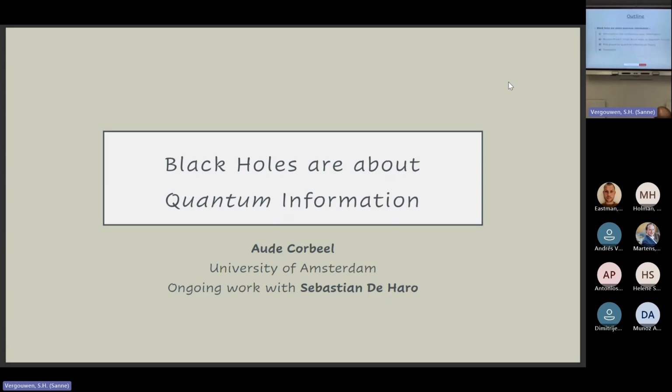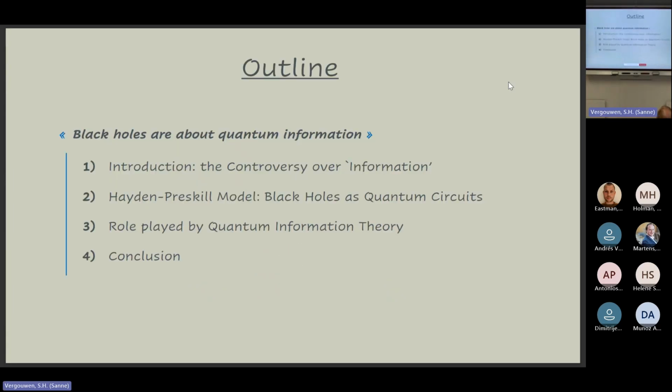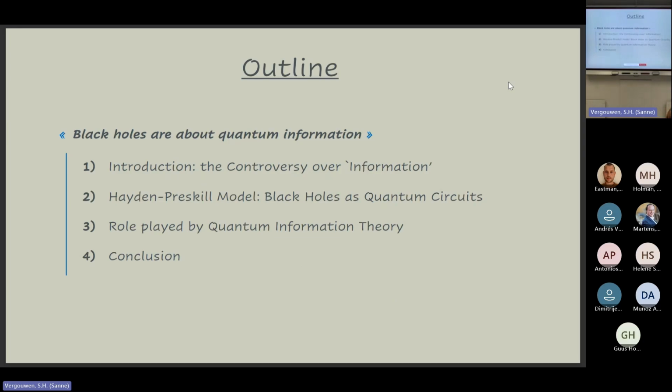Okay, so that's the outline of the talk. Black holes are about quantum information. I will start with an introduction on the controversy that you have with the use of information to study black holes and in fundamental physics in general. I will present different complaints that you can find in the literature. And this will highlight the fact that if you want to use the notion of information, you need to be careful. Then we turn to our case study, which is the Hayden and Preskill model.